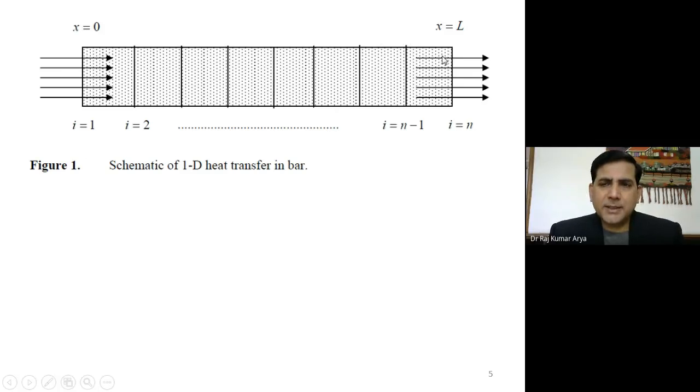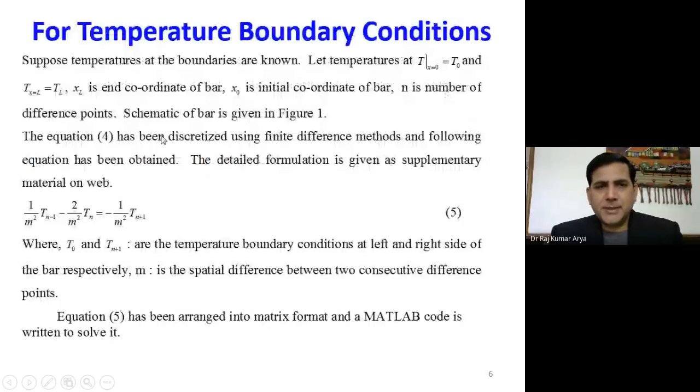Same thing here. Suppose you know the conditions here and you want to solve them here. So let's say a typical problem is one-dimensional heat transfer in a metal bar. This is your problem statement. Suppose we want to solve it first for temperature boundary conditions.